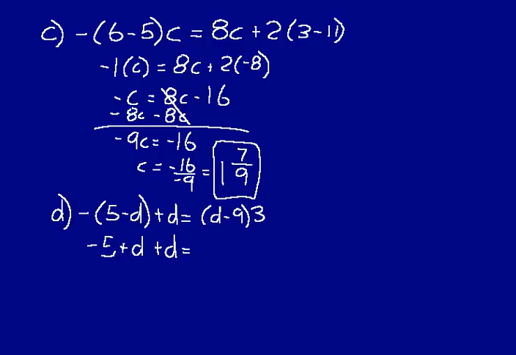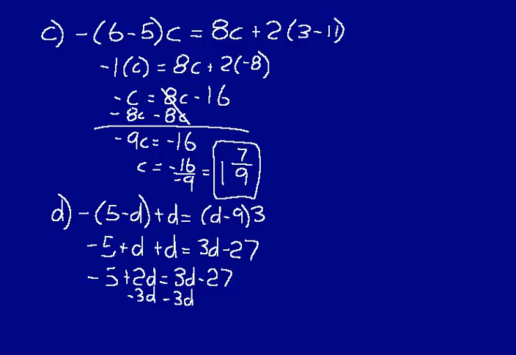It's on the right side, but it's still a factor on the outside. We still use the distributive property to simplify that. So we say 3 times d, and then 3 times negative 9 is negative 27. Now let's go ahead and add like terms again. On the left here, negative 5 plus 2d is equal to 3d minus 27. And then we'll subtract 3d from both sides.